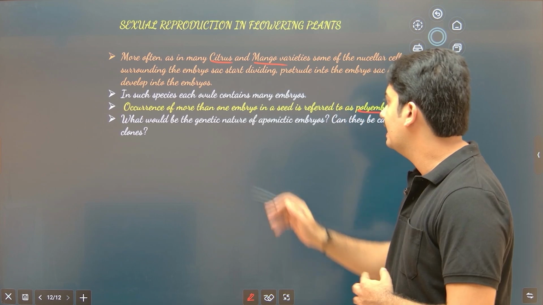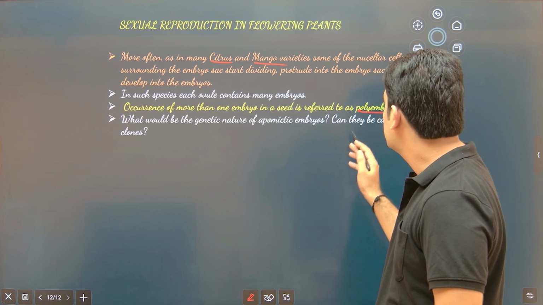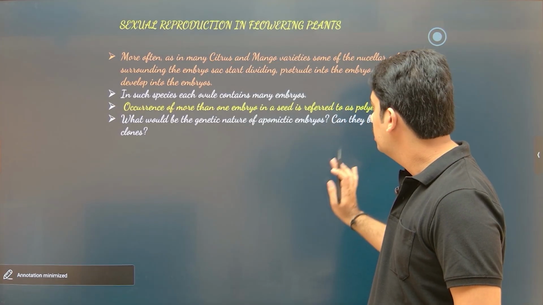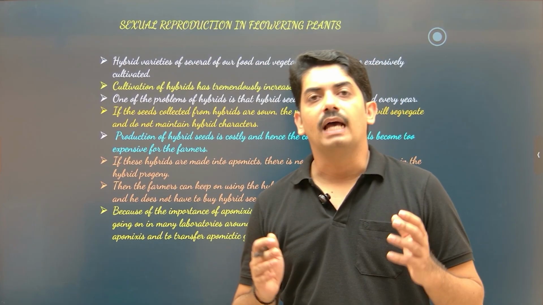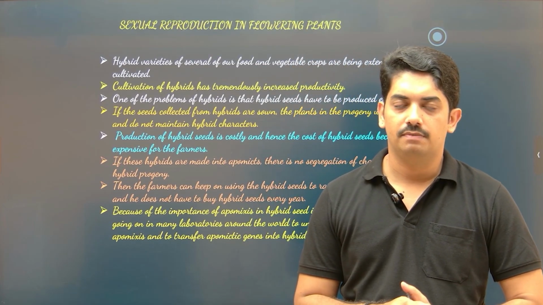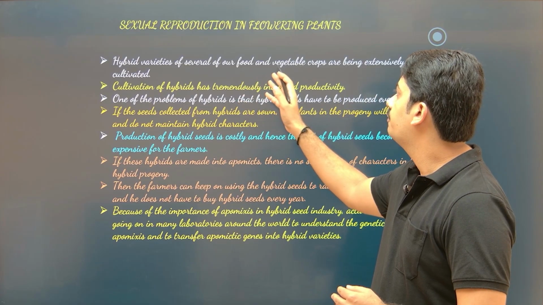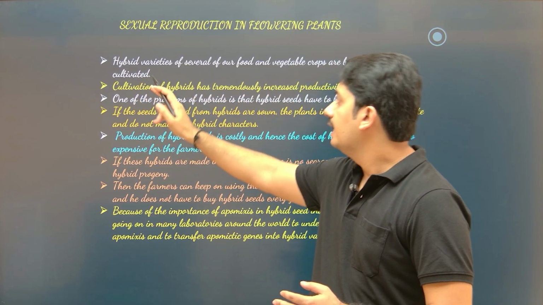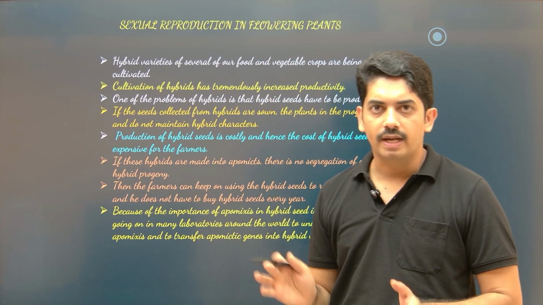What would be the genetic nature of apomictic embryos? Genetic nature, they are clones. Can they be called clones? Of course, yes, they are clones. Now, what is its application in agriculture? We'll try to understand. Hybrid varieties of several of our food and vegetable crops are being extensively cultivated, and cultivation of hybrids has tremendously increased the productivity.